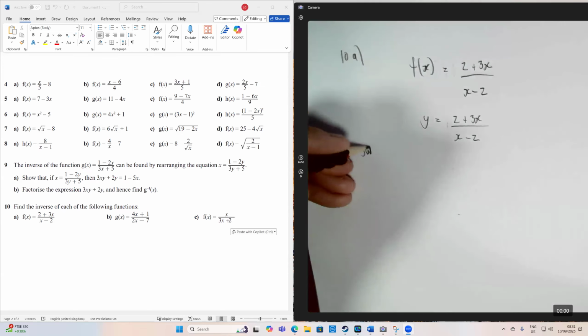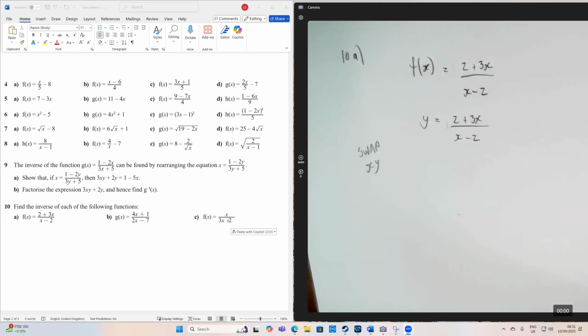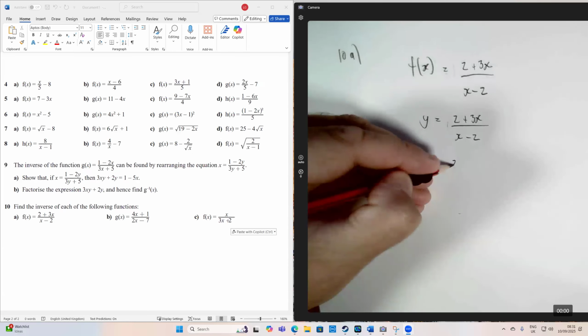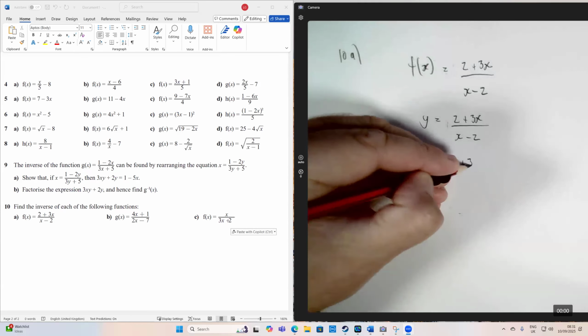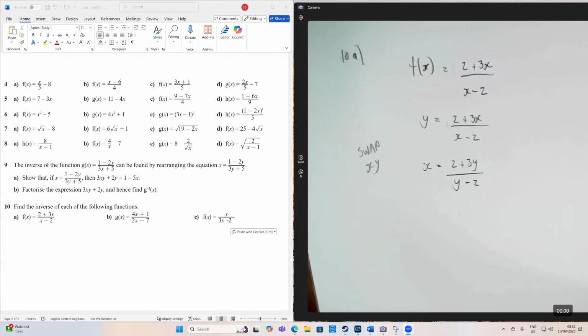So we start off by writing it as y equals 2 add 3x over x minus 2. Then remember, in my method, we swap over the x and y. Don't worry about that if your teacher uses a different method. They're both equivalent and they're both fine. But I like to swap over the x and y. So I'm going to change my y into an x, and my x's into y's. There we go, I've swapped over my x and y.